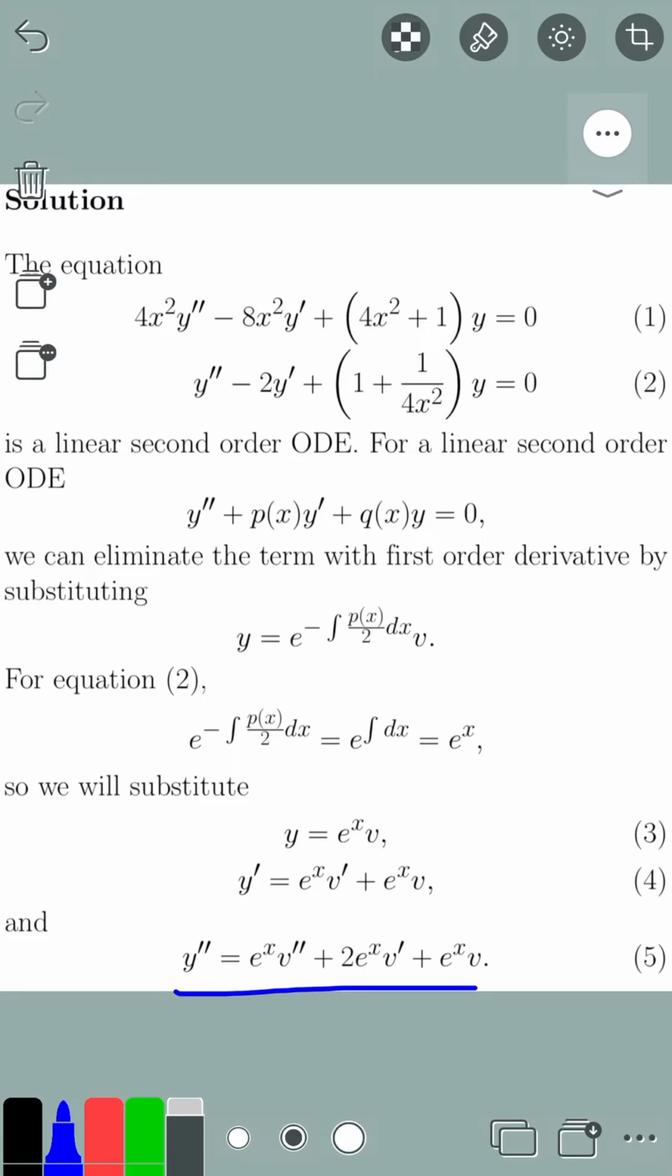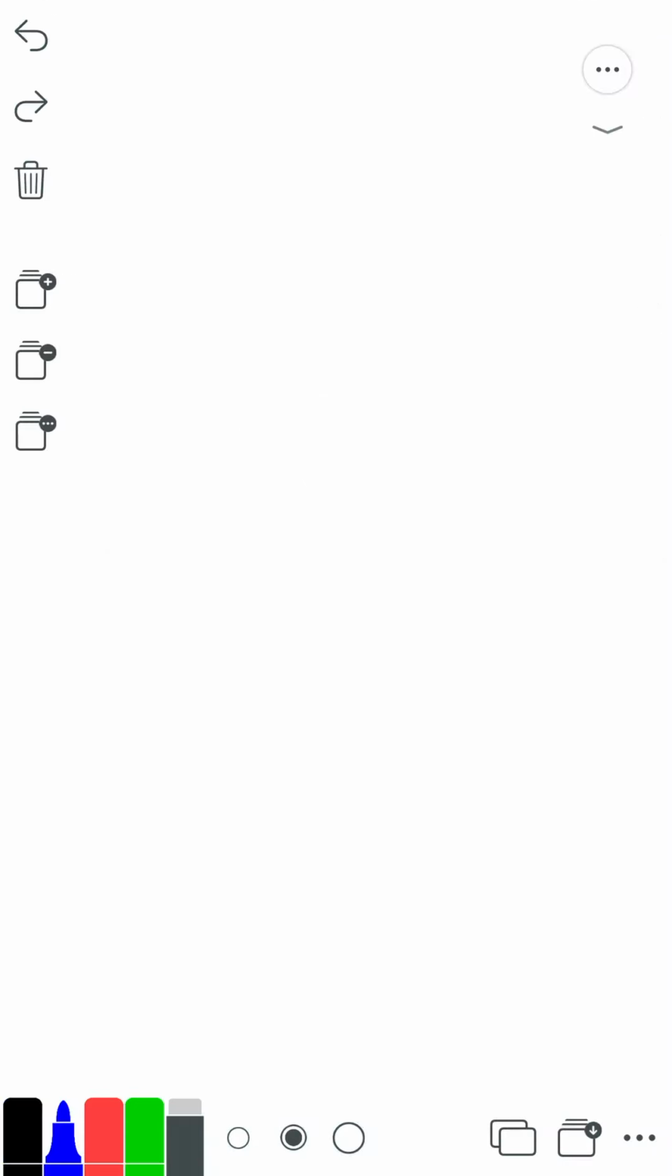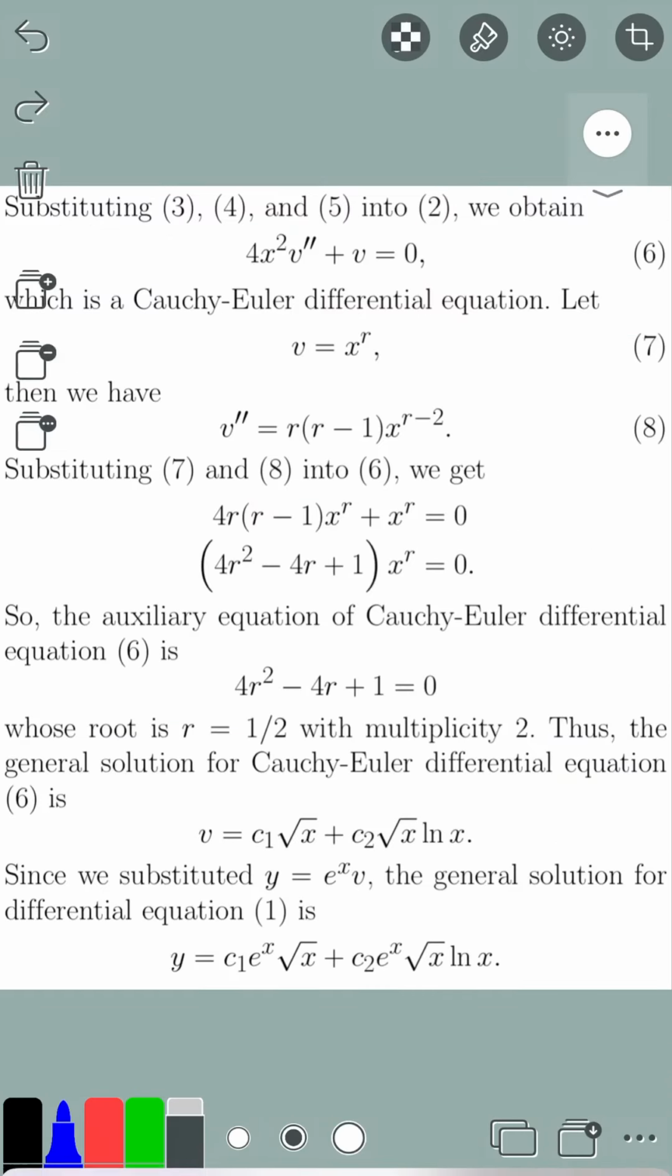We substitute these expressions for y, y prime and y double prime into the differential equation. After doing the substitution, we get this equation. After we simplify it, we get 4x squared times v double prime plus v is equal to 0. And this is a Cauchy-Euler differential equation.